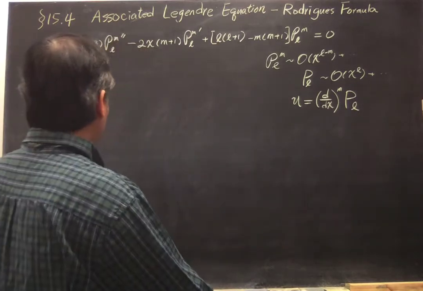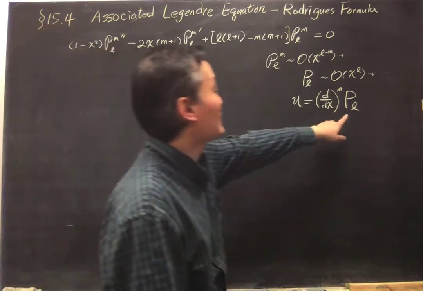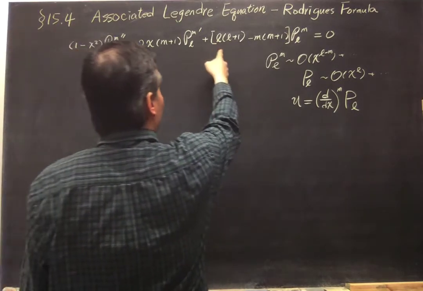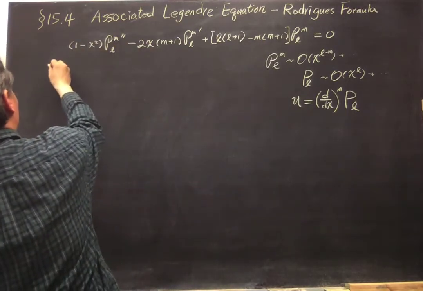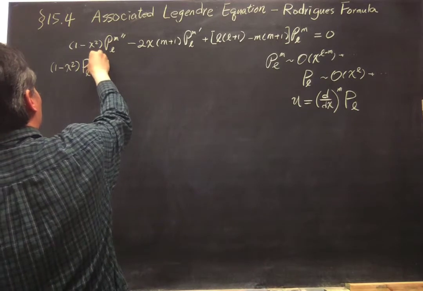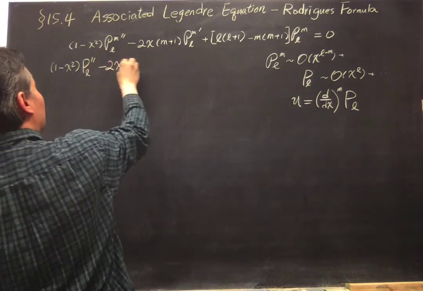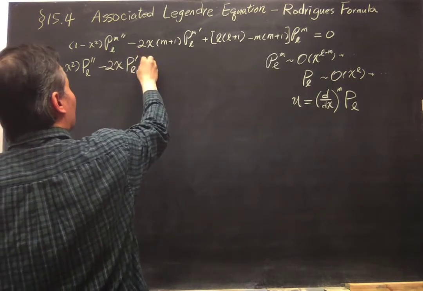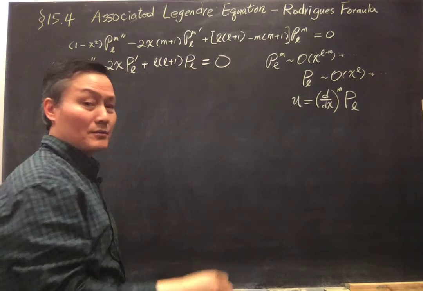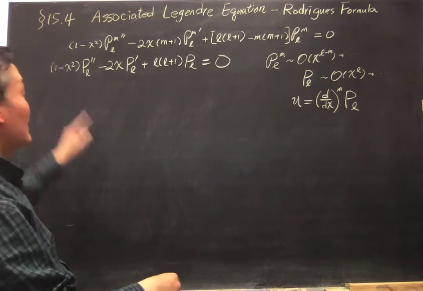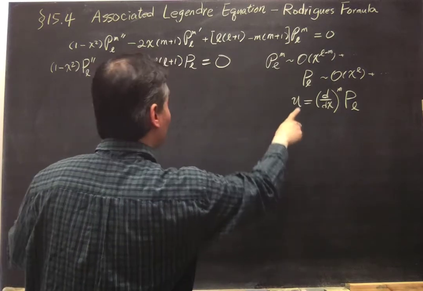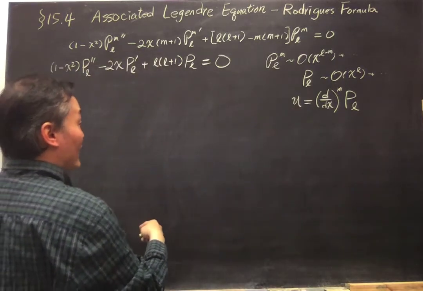To do that, first we write down the Legendre equation for P sub L. The Legendre equation is the same as this equation except for m equals 0. So the equation is (1 minus x squared) P_l double prime minus 2x P_l prime plus l times (l plus 1) P_l equals 0. So that's the original Legendre equation.